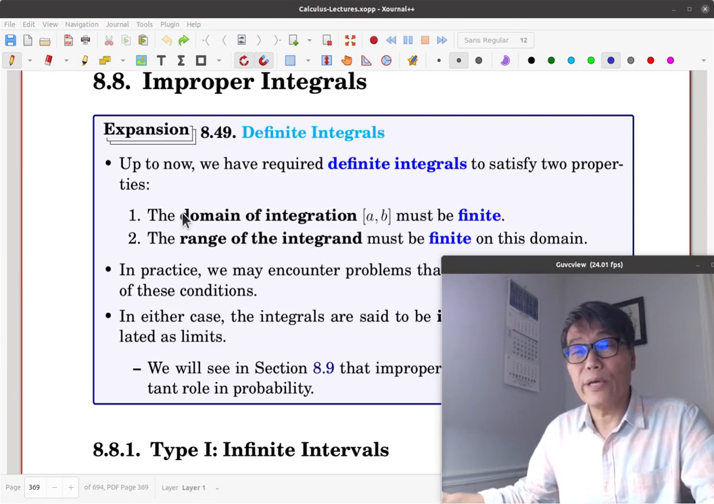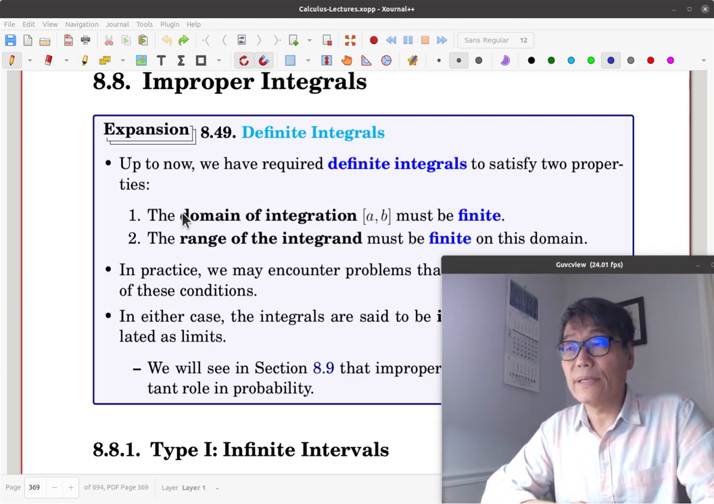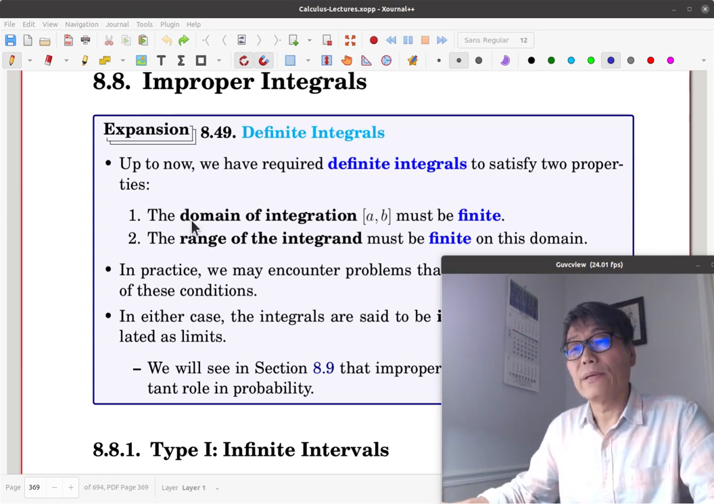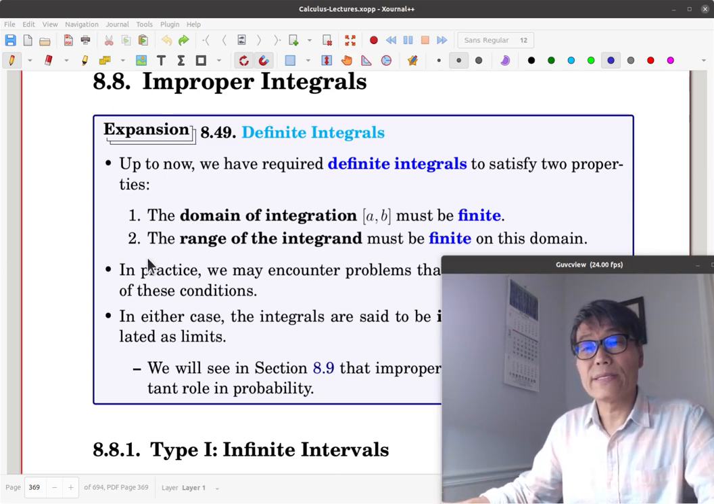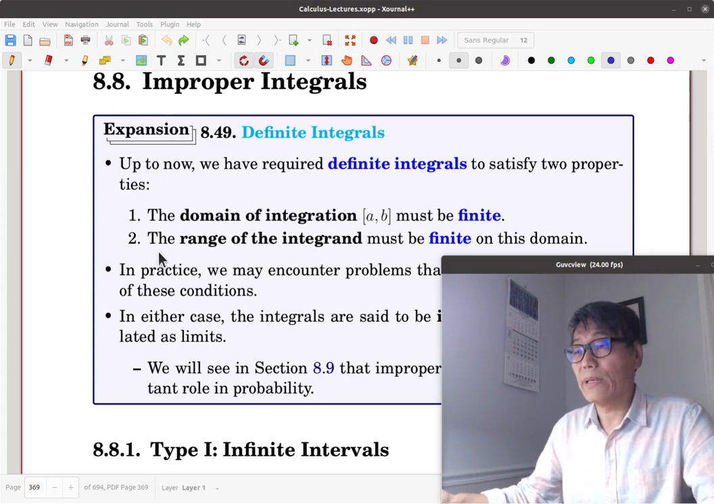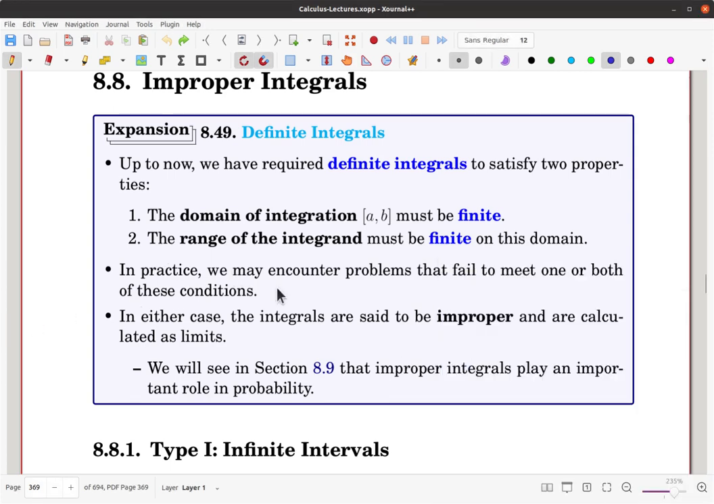It is section 8.8, improper integrals. Up to now, we required the definite integrals to satisfy two properties. Number one, the domain must be finite. And number two, the range of the integrand must be finite. However, in practice, we often encounter problems that fail to meet one or both of these conditions.